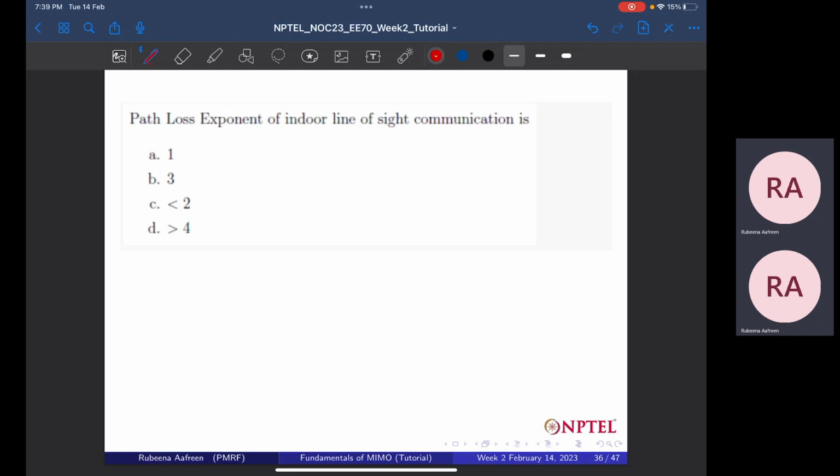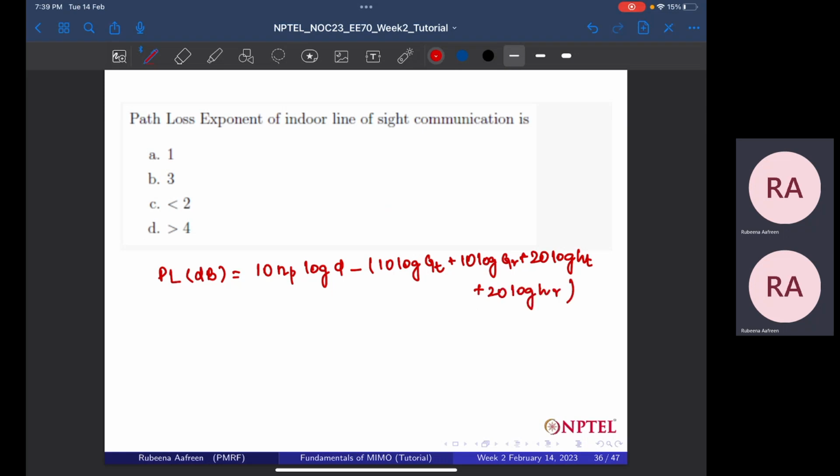Moving on to the next question, the path loss exponent for indoor line of sight communication. So as we were discussing before, the path loss can be written as 10 NP log of D minus 10 log GT plus 10 log GR plus 20 log HT plus 20 log HR. If any other power loss is also there, then it can be included here. So in a real environment, this happens. NP is the path loss exponent. NP lies between 1.4 to 6, and the minimum is in the indoor. So for indoor line of sight communication, the path loss exponent is less than 2.